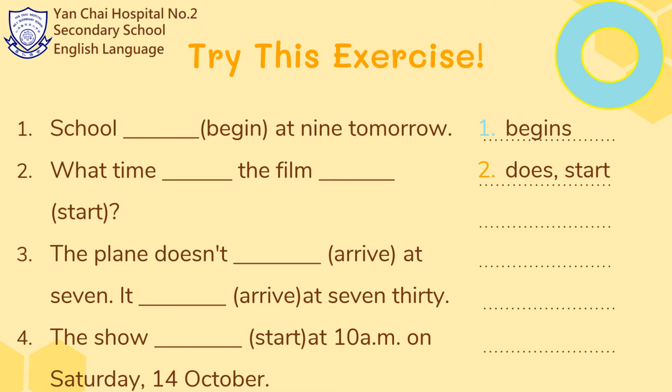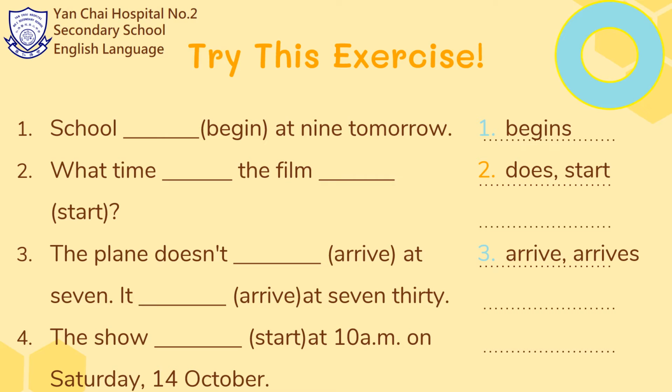The third one, the plane doesn't arrive at 7. It arrives at 7:30. So the time of the plane is fixed. They have this plane schedule. So here we use simple present tense.